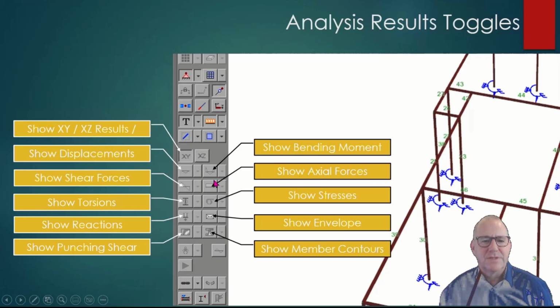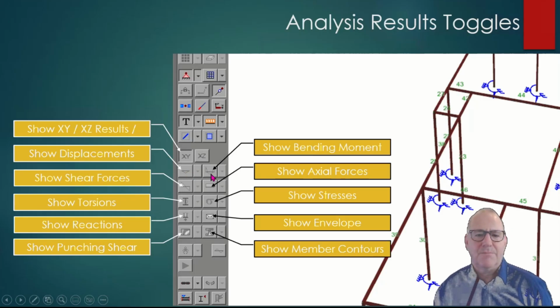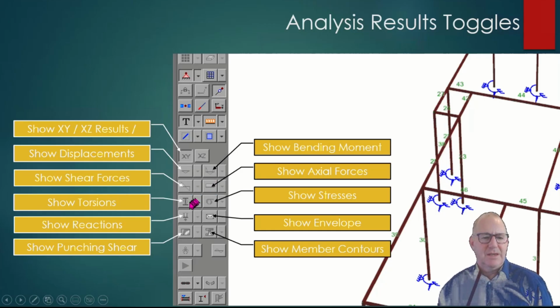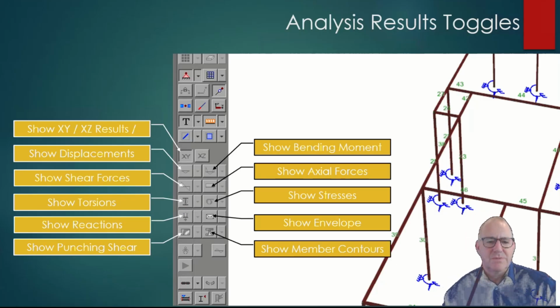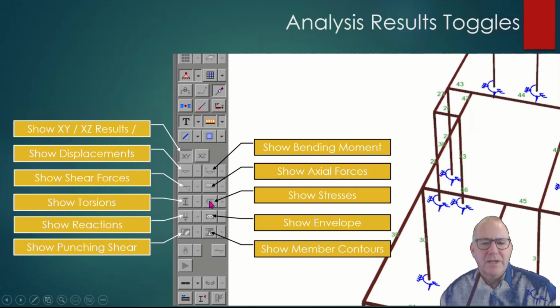These ones are a bit more obvious in terms of displaying the displacements, displaying the bending moments, shear forces, axial forces. This is one everybody forgets, the torsions. If you're not careful, you'll end up with a lot of torsion in your members when you never really intended to. If you're looking at plates, often you'll want to know what the stress is.